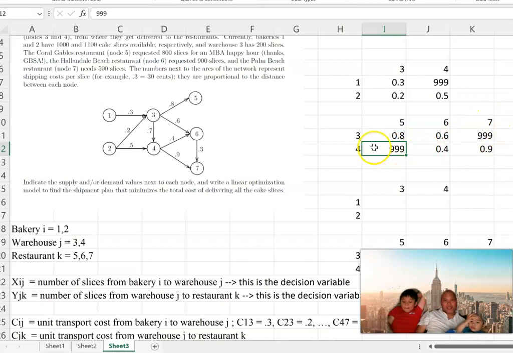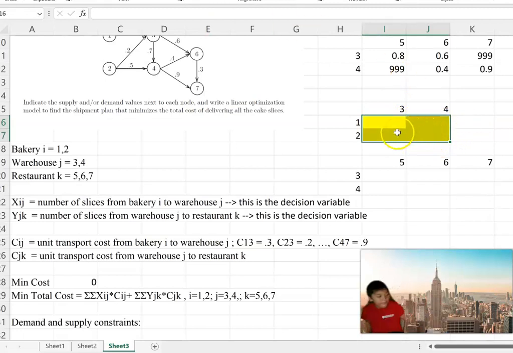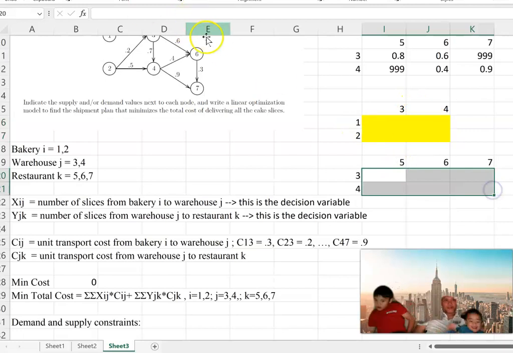Yeah. And the computer will not select from 3 to 7 or from 1 to 4 because the cost is big. And remember that we're trying to minimize the cost. Now these are the decision variables. The decision variables are the number of units coming from 1 to 3, from I to J, and then from J to K.